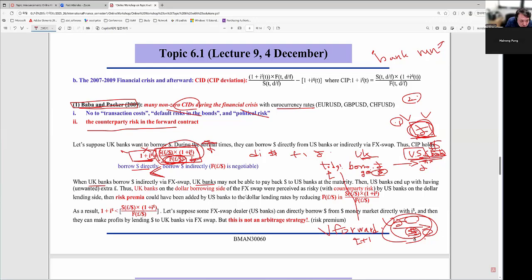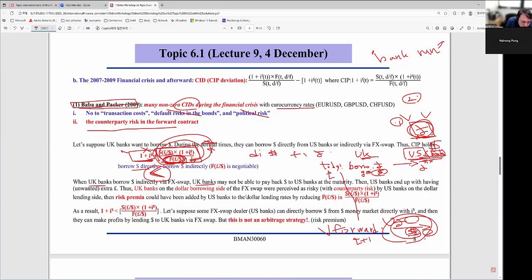So what is the meaning of this inequality? When a US bank lends dollar through FX swap, or when a UK firm borrows dollar through FX swap, the US bank will worry about this counterparty default risk. Unless they get some compensation for taking that risk, they are not going to lend dollar, even indirectly, to the UK company. So how do they reflect that risk? By reducing this one, by increasing the right-hand side. So this inequality is natural if you think about counterparty default risk.